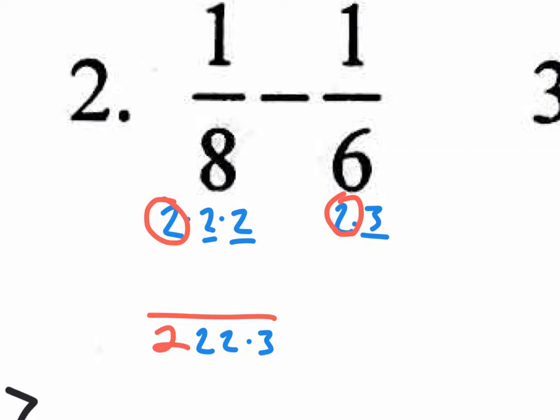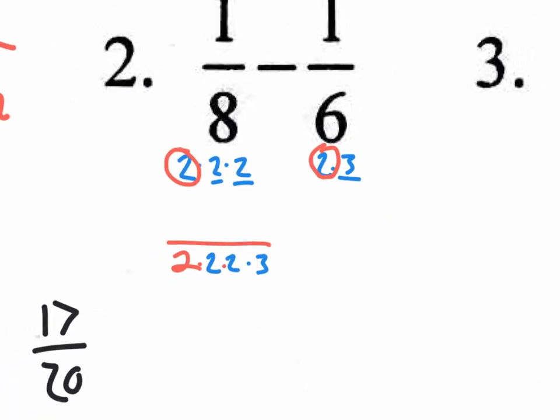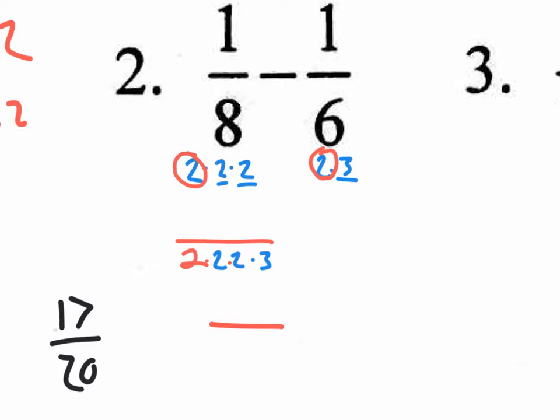So what is our LCD going to be according to the numbers that I have here with a bunch of multiplication between them? What's 2 times 2 times 2 times 3? 24. So your LCD is 24. Okay? So our LCD, 24 right there, 24 right there.